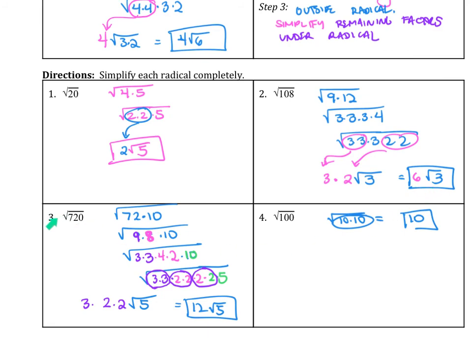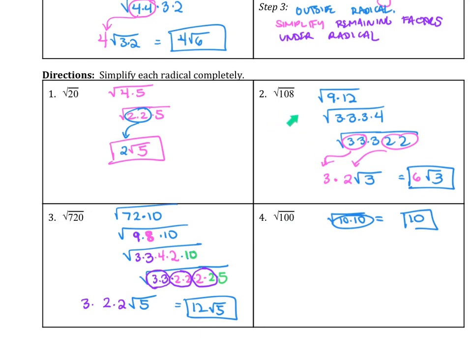For number 3, 720, I started with 72 times 10. 72 breaks down to 9 times 8. Then 9 breaks down to 3 times 3, and 8 breaks down to 4 times 2. Notice it still breaks down further. The 4 breaks down to 2 times 2, and then we still have that 2 here. 10 breaks down to 2 times 5. So I circle all the pairs, and notice it comes out as a single 3, a single 2, and another single 2.